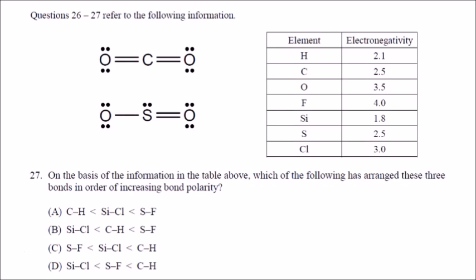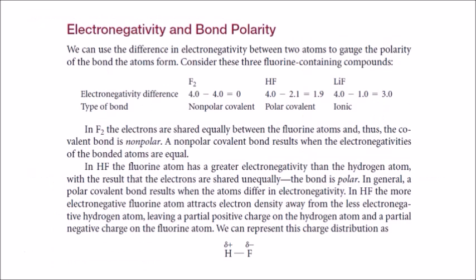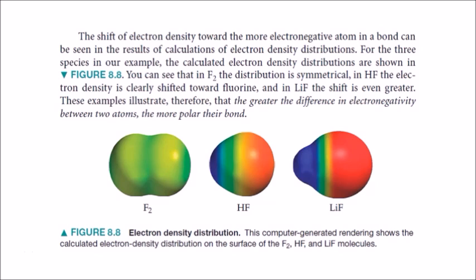Number 27. On the basis of the information in the table above, which of the following has arranged these 3 bonds in order of increasing bond polarity? So electronegativity and bond polarity is such that when we compare the electronegativity values, the greater the difference in electronegativity between 2 atoms, the more polar that bond will be.